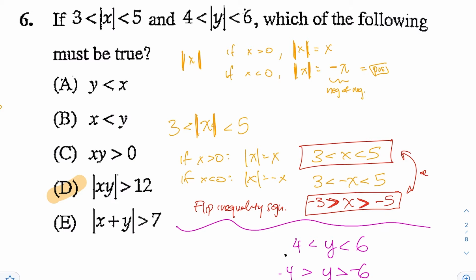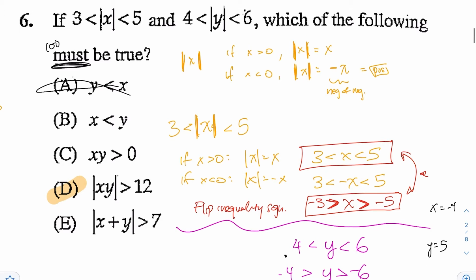Now, what you can do to figure out which of the following has to be true, is go through all the choices, and you can just eliminate. So choice A says y has to be less than x. Well, that could be true if y is, let's say, negative and x is positive, but you can also have x represented by -4, and y could be positive 5. That would actually satisfy both of these inequalities, so A is wrong. It doesn't have to be true. The keyword is must. It means 100% true.